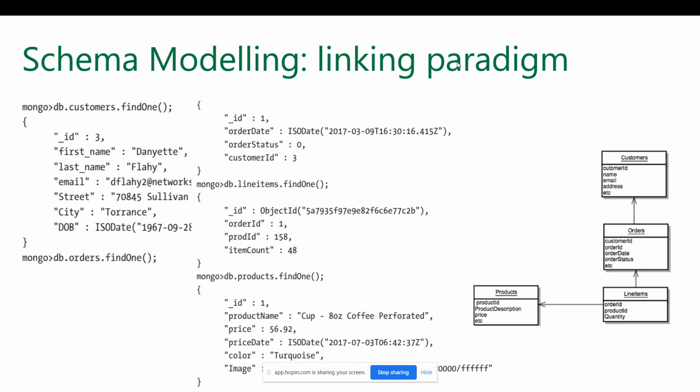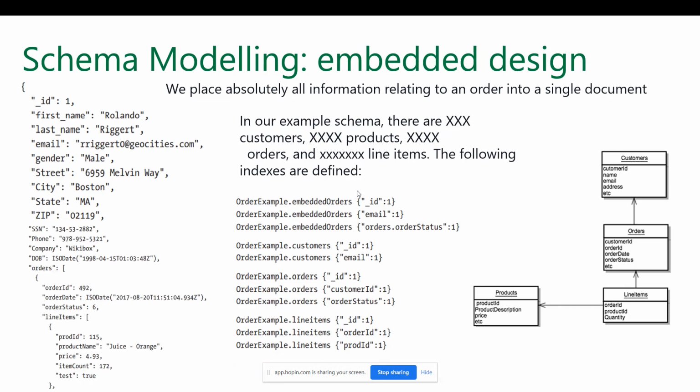So you can see the linking paradigm. We have customer, order, line item, and products in the RDBMS entity model. If we look here, we see that we have a document of customers, a document of orders, a document of line items, and products. In the other extreme approach, we have an embedded design. We place absolutely all information relating to an order into a single document. So you can see that we have it all in one document. In the customer, we put all the orders.